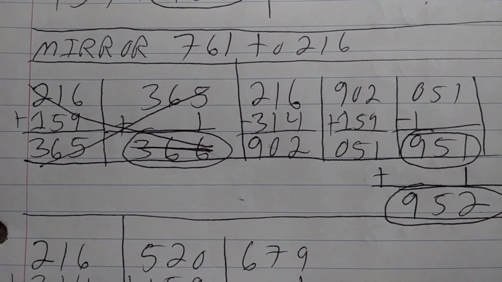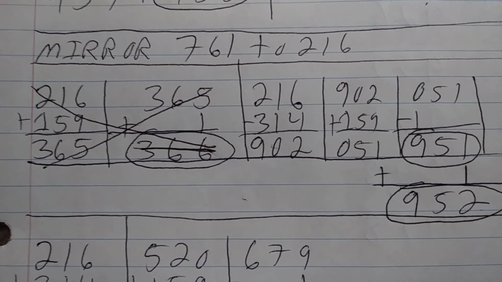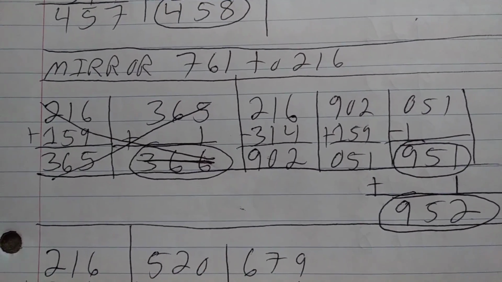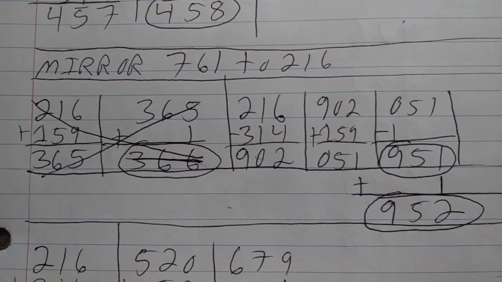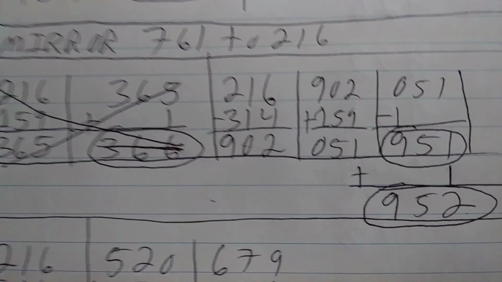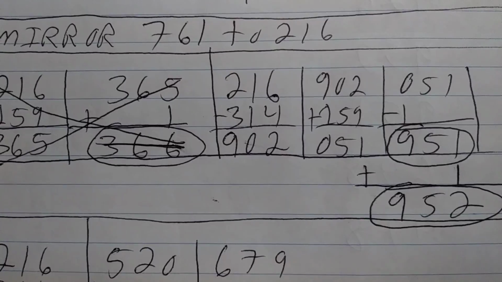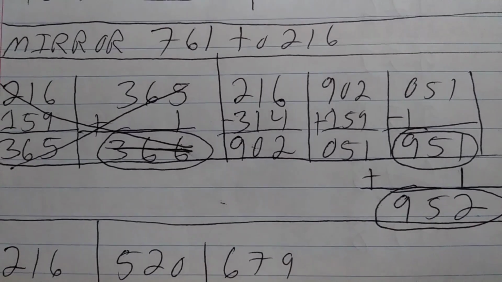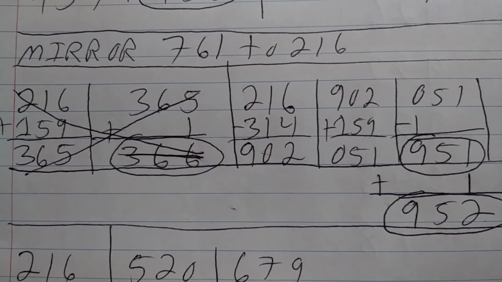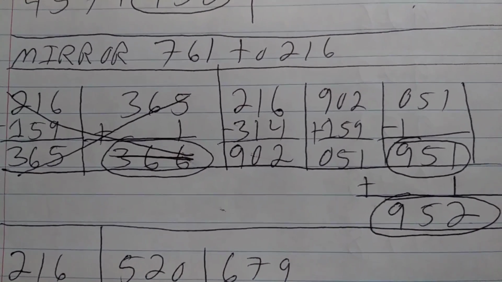And then here you're just going to mirror 761 to 216. Ignore the X'd out on the left-hand side there. So 216 minus 314, so 12 minus 3 is 9, 1 minus 1 is 0, and then 6 minus 4 is 2, so 902.